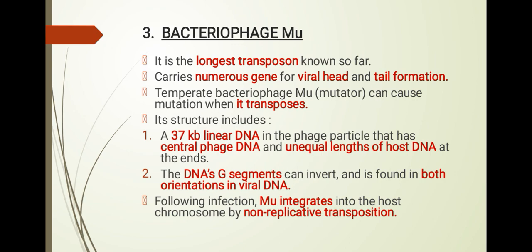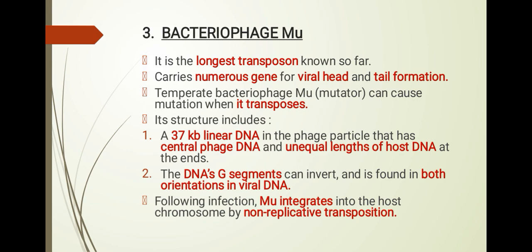Bacteriophage Mu is the longest transposon known so far. Bacteriophage Mu carries numerous genes for viral head and tail formation. Temperate bacteriophage Mu, the mutator, can cause mutation when it transposes. Its structure includes a 35 kb linear DNA in the phage particle that has central phage DNA and unequal lengths of host DNA at the ends. The G segment of DNA can invert and is found in both orientations in viral DNA.